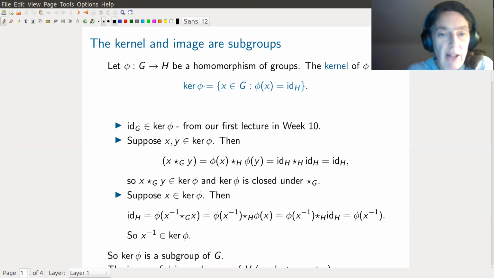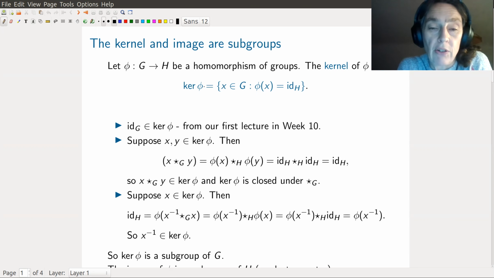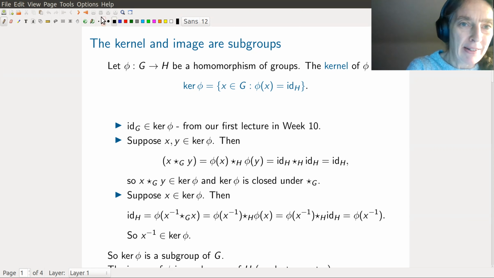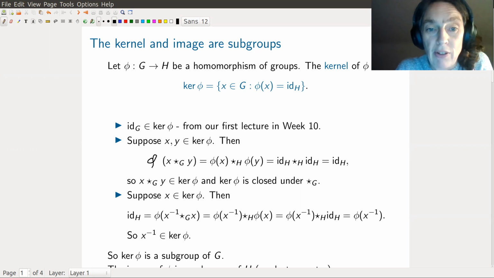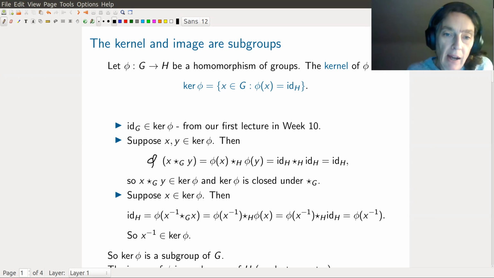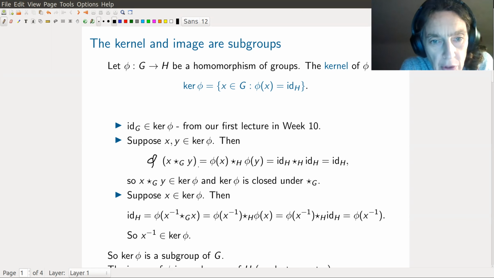Okay, if we take a pair of elements x and y in the kernel of phi, we've got to show that their product in G, their composition in G, belongs to the kernel of phi as well. So to do that, what we must do is apply phi to their product in G. Because phi is a group homomorphism, we know that applying phi to the product of x with y in G is the same as applying phi separately to the elements x and y, and then composing the results in H. So the equation here comes from the fact that phi is a group homomorphism.